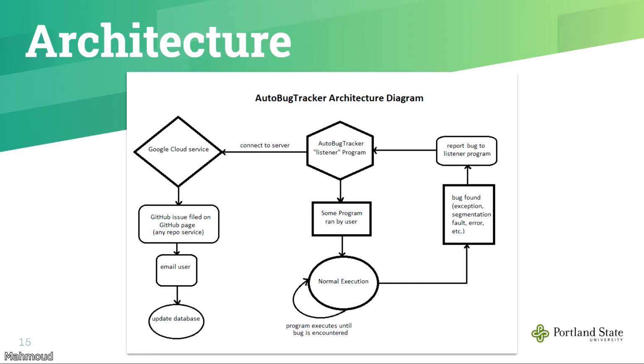Once the bug is captured from the user program, it is communicated to another program living on the server side, whose role is to handle communicating that information to GitHub, as well as updating the database with that information and emailing it to a user.